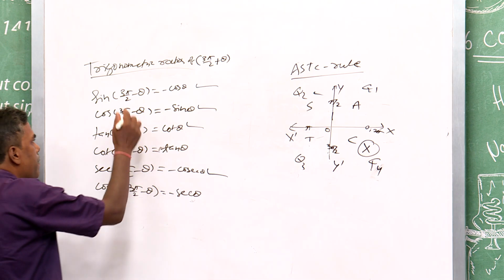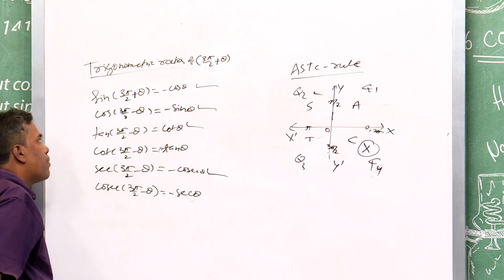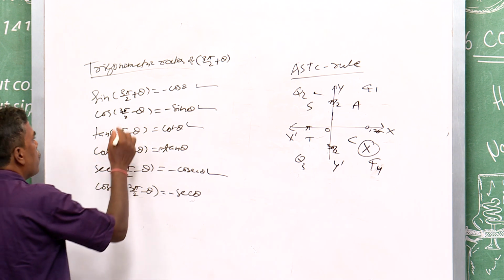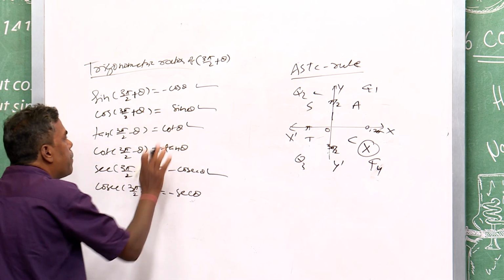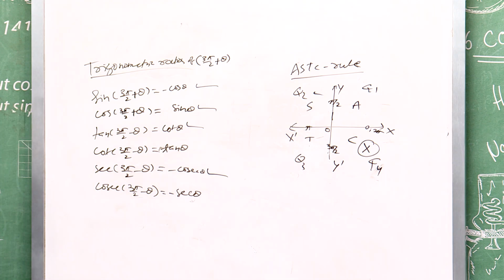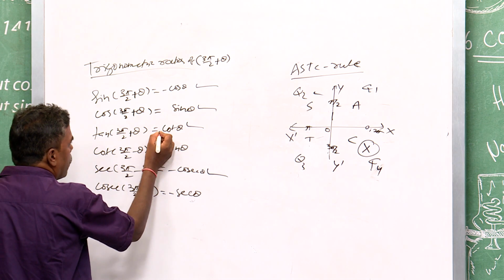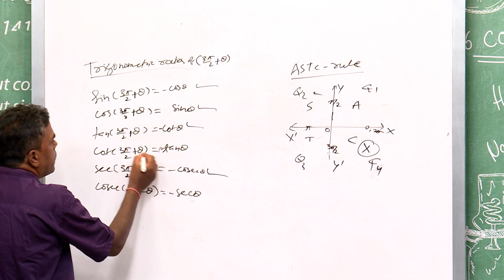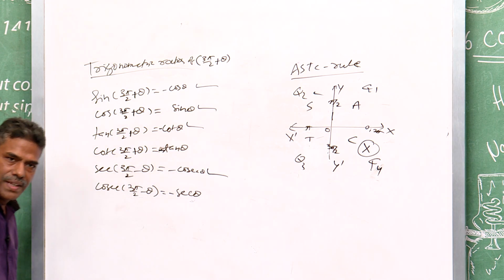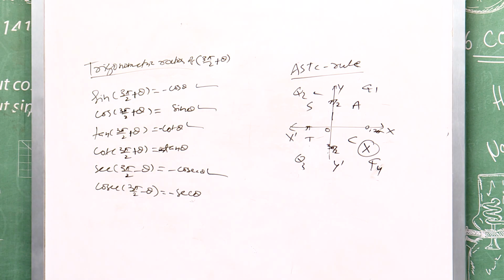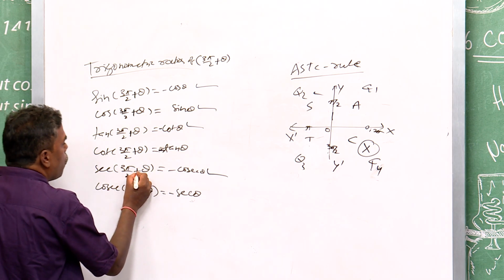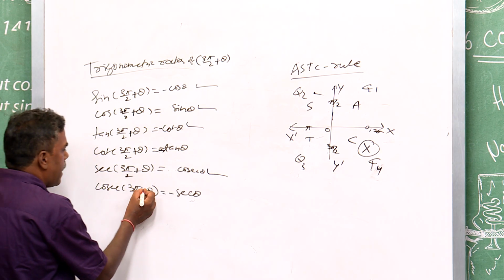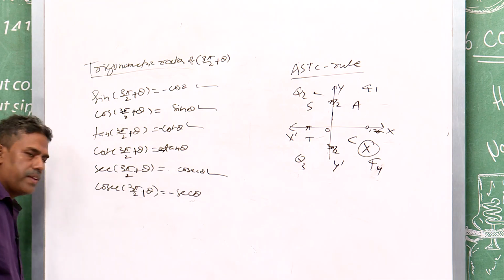So, sin of 3 pi by 2 plus theta is equal to minus cos theta, cos of 3 pi by 2 plus theta will be equal to sin theta, positive. Similarly, tan of 3 pi by 2 plus theta is equal to minus cot theta, cot of 3 pi by 2 plus theta is equal to minus tan theta, and sec of 3 pi by 2 plus theta is equal to cosec theta, positive, cosec of 3 pi by 2 plus theta is equal to minus sec theta.